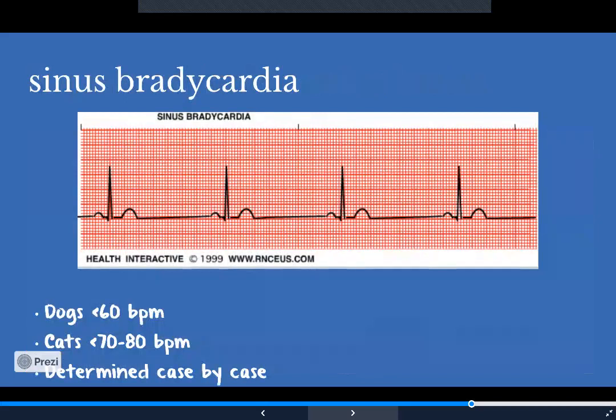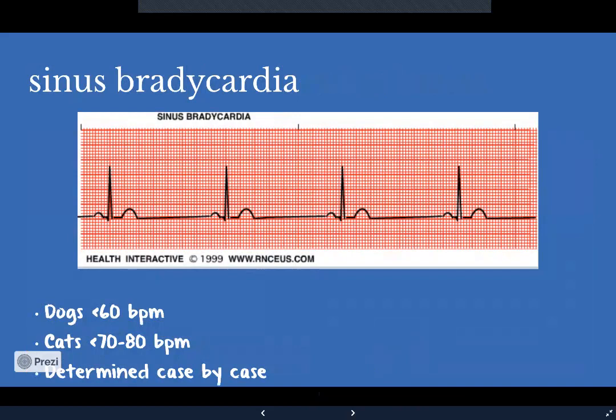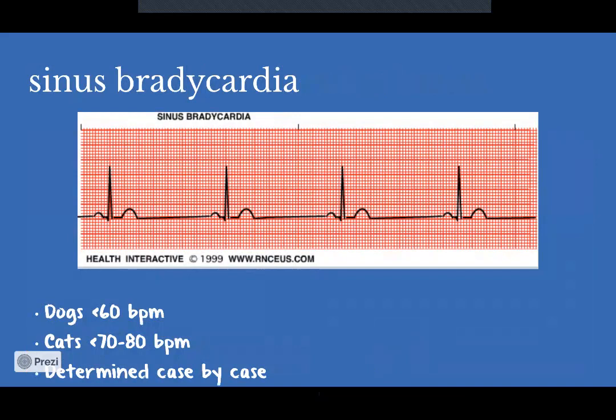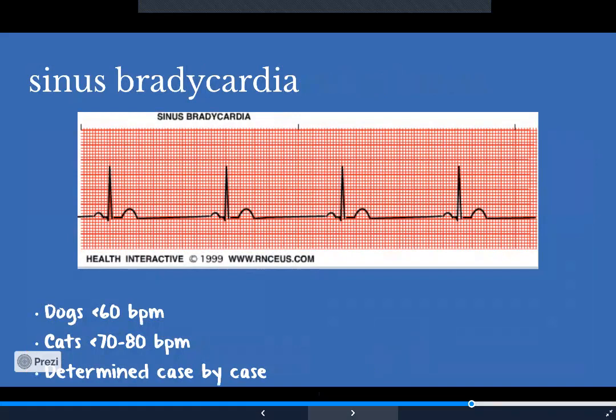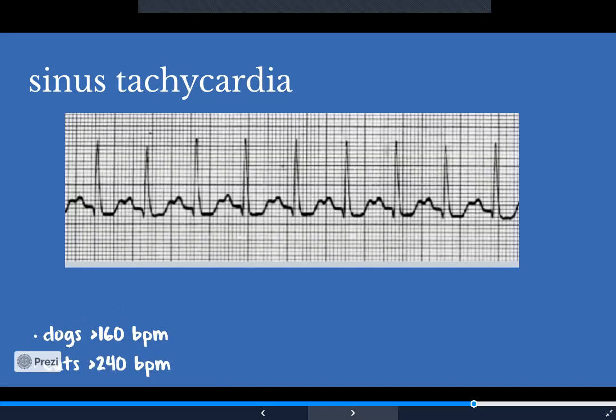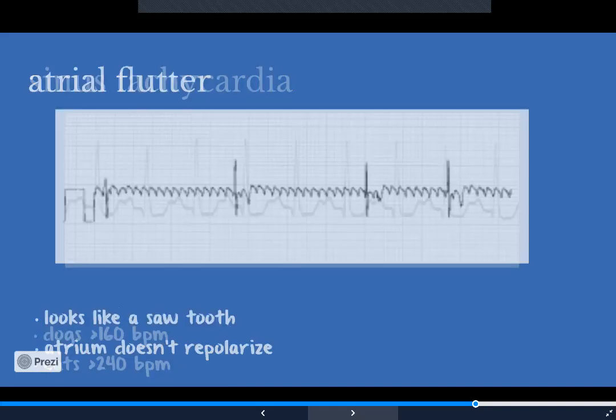Sinus bradycardia is dogs that are below 60 beats per minute. Cats that are below 70 to 80 beats a minute. I personally think anything in a cat that's below 100 would be probably bradycardic, but it is really case by case. So keep that in mind. Sinus tachycardia should be, actually, I need to change this too, dogs that are above 180 beats per minute and cats that are above 240 beats per minute.